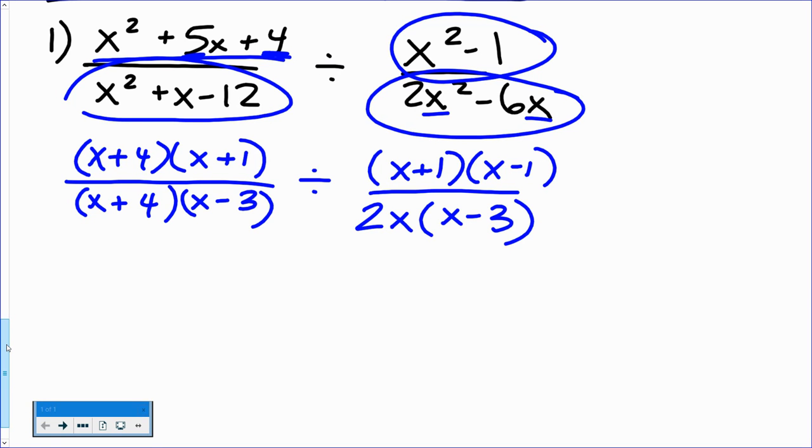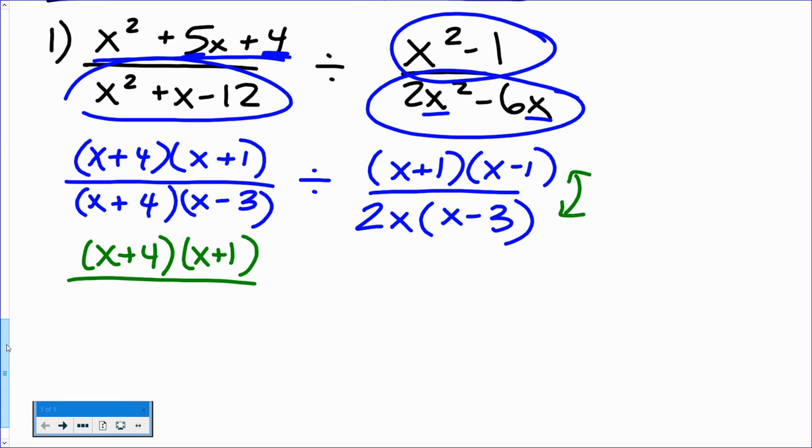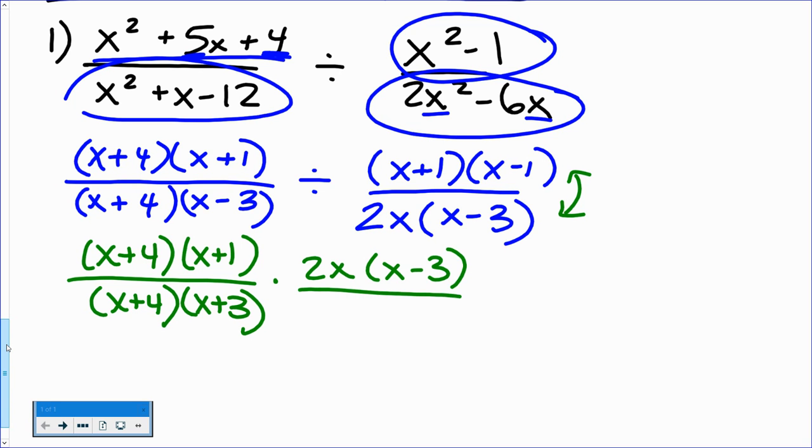Now I can't cross anything out yet because this isn't a multiplication problem. I still need to flip this next fraction. All right, so I've got x plus 4 times x plus 1 over x plus 4 times x plus 3. Now I'll change it to multiplication, and I'll put the 2x times x minus 3 on top, and the x plus 1 times x minus 1 on the bottom. So some students would flip right away so that they didn't have to factor, write this out, flip it, factor, and multiply. Up to you.